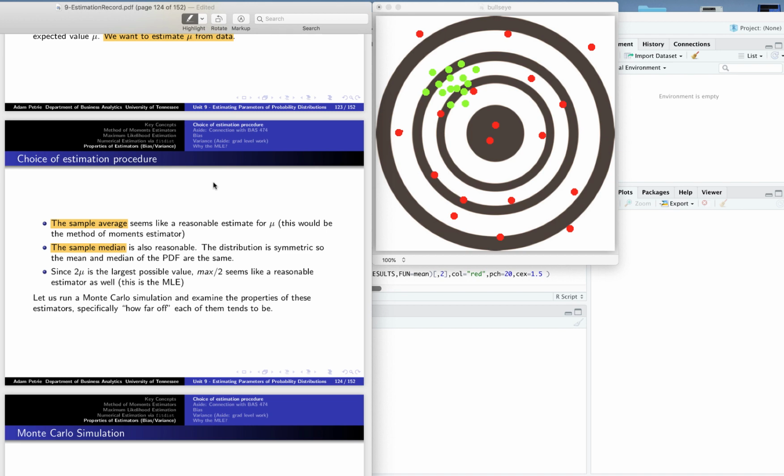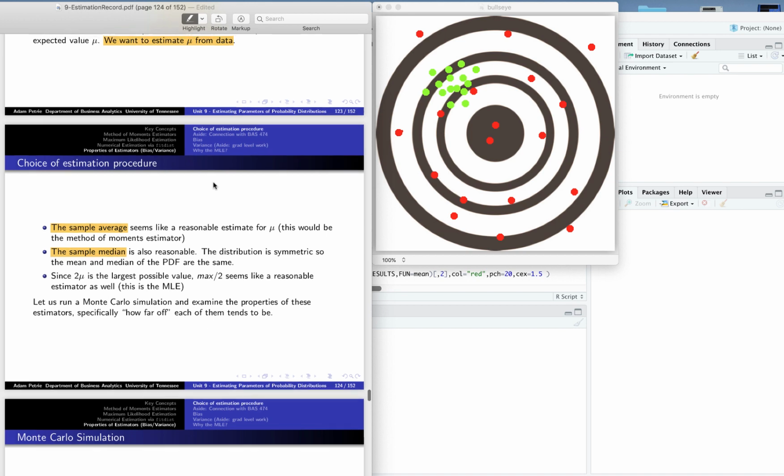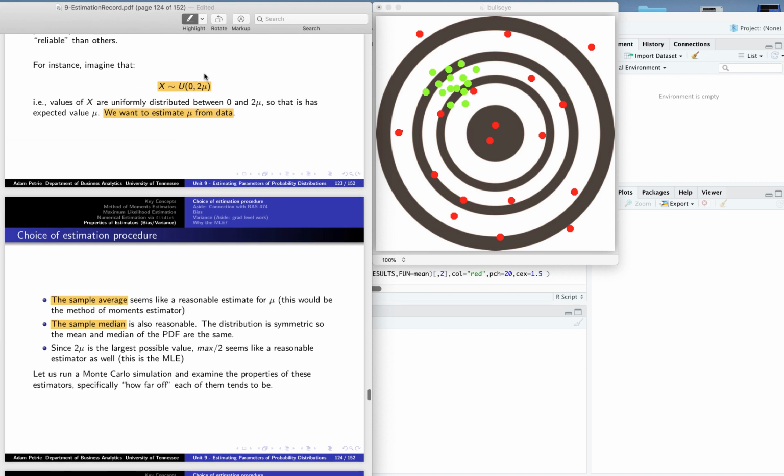Another way we could do it is looking at the maximum value in our data. Now, the maximum of this uniform distribution is 2 times mu, and the maximum value of our sample is probably going to be pretty close to 2 times mu. So what if we took the maximum value and divided it by 2? Well, that's another logical and reasonable way of estimating what mu is. So 3 very reasonable ways of estimating mu in this case. Which one is better? Which one should I actually choose here?